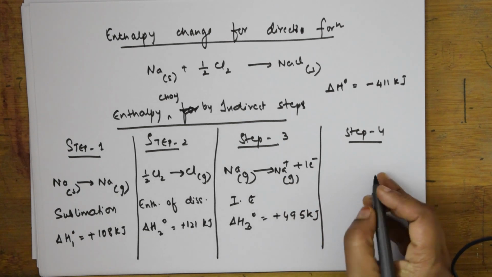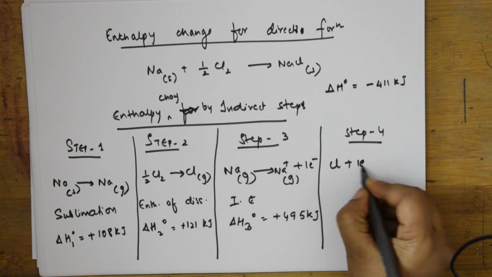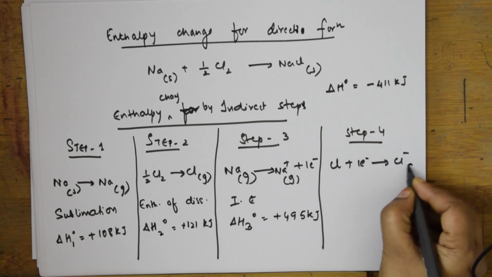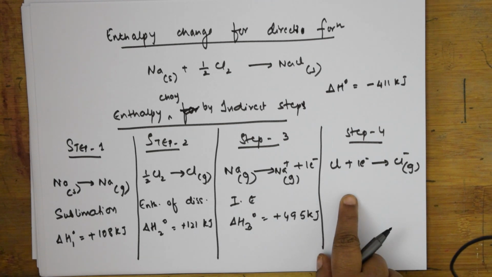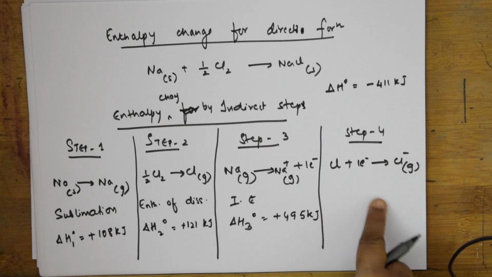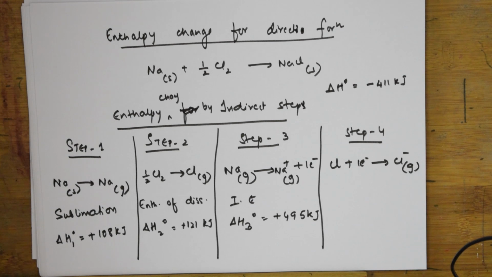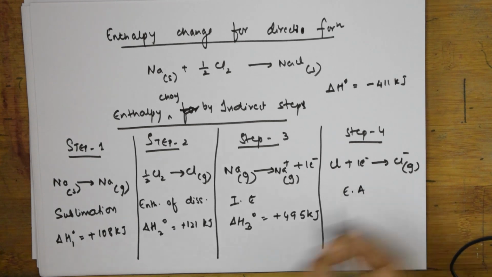Now in step 4, what are we going to do? This chlorine will accept this electron. What do I get? I get a gaseous anion. During this process, what happens? The energy is released, isn't it? This is energy absorbed, this is energy released, because it is gaining an electron. Whenever something gains an electron, energy is released. And this process is electron affinity. So here we are going to use electron affinity.